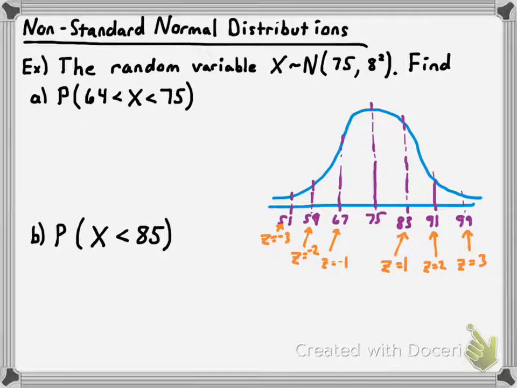Now this picture right here is going to help you interpret the answer to your question more than it is going to help you answer the question. Because the way we're going to answer the question is we're still going to use the normal CDF function on our calculator.